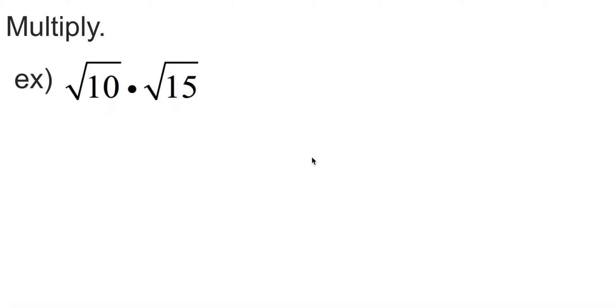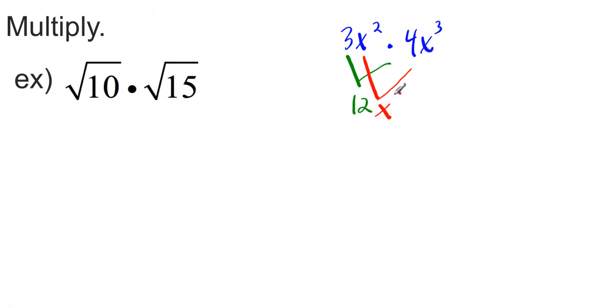For example, what you're used to seeing with letters is maybe 3x squared times 4x cubed. And when you multiplied these together, they weren't like terms because this x was squared and this x was cubed, but that wasn't a problem. You multiplied the coefficients, 3 times 4 gave us 12, and you multiplied the x's, and the bases were the same, so you add the exponents, giving us x to the fifth. So they don't have to be like terms.